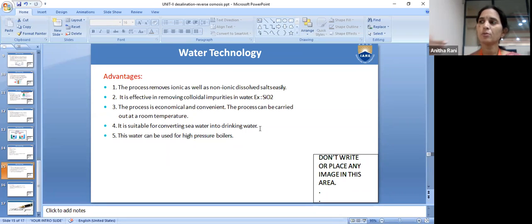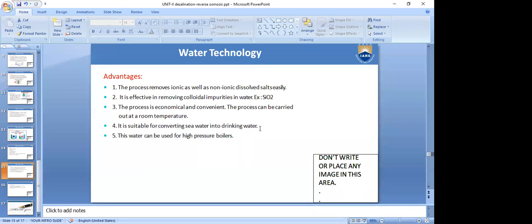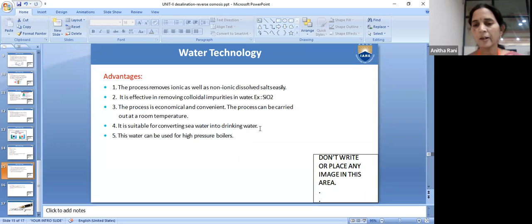The people who are staying near the sea areas, for them it is useful, yes or no? Those who are not getting drinking water in areas near the sea, there are many villages. For them it is a very good application. They can follow this reverse osmosis process, and they can go for an RO plant.